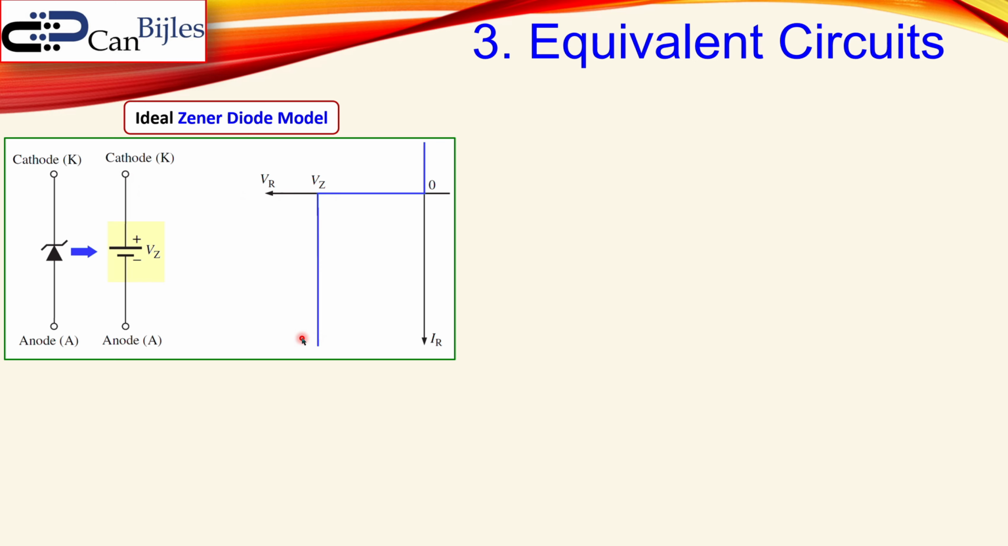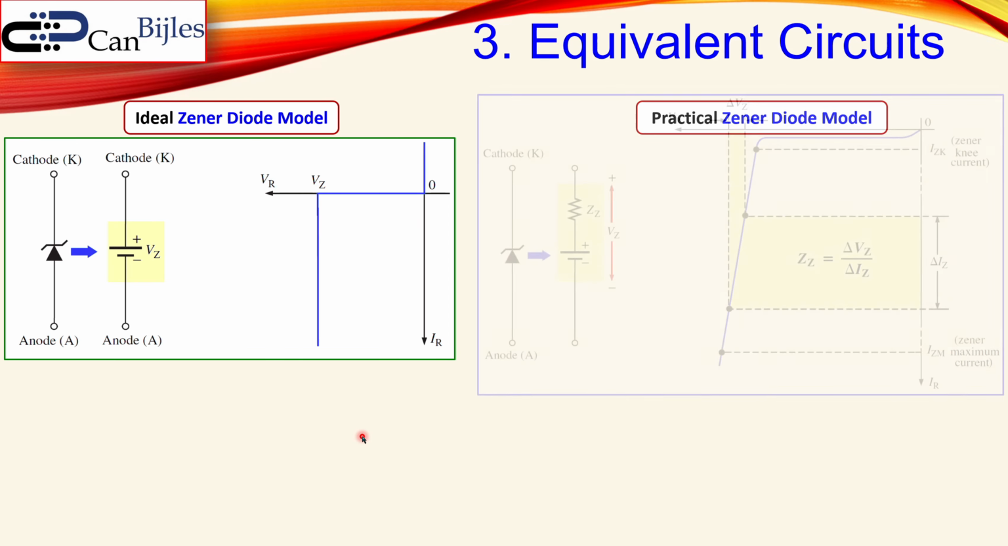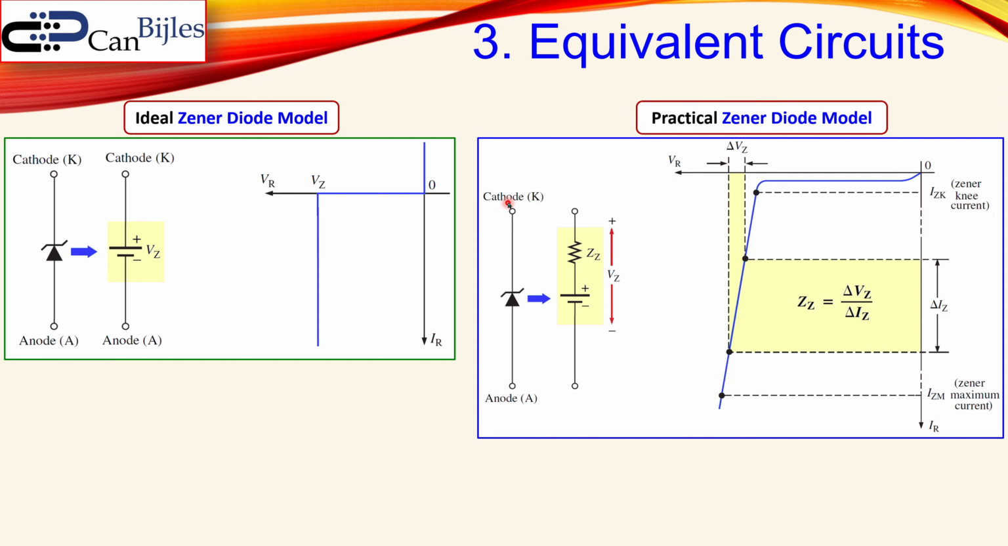That is the simple Zener diode model. This is most of the time okay. You can just work with this. The first order approximation will do the job for most circuits. But if you want more accuracy, you can go for the practical Zener diode model. Of course, then you have more parameters. And these are the parameters you have. So this is the Zener diode.